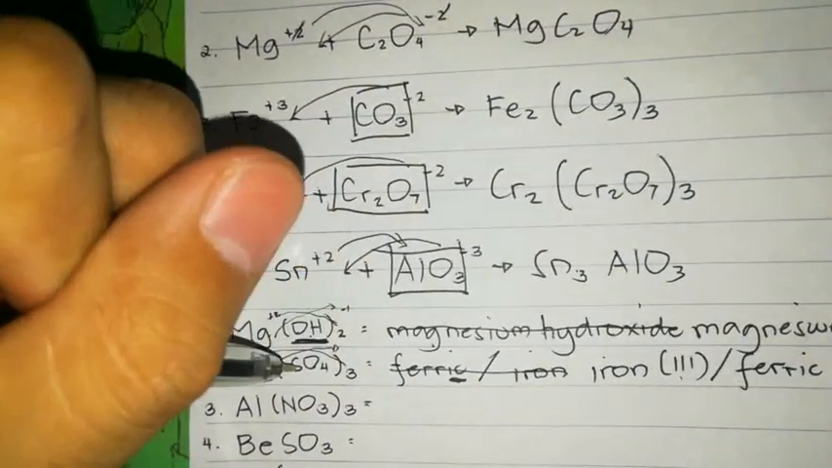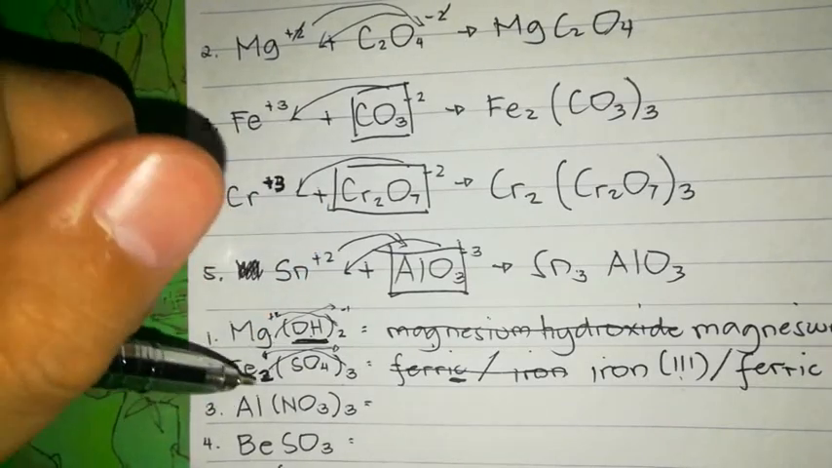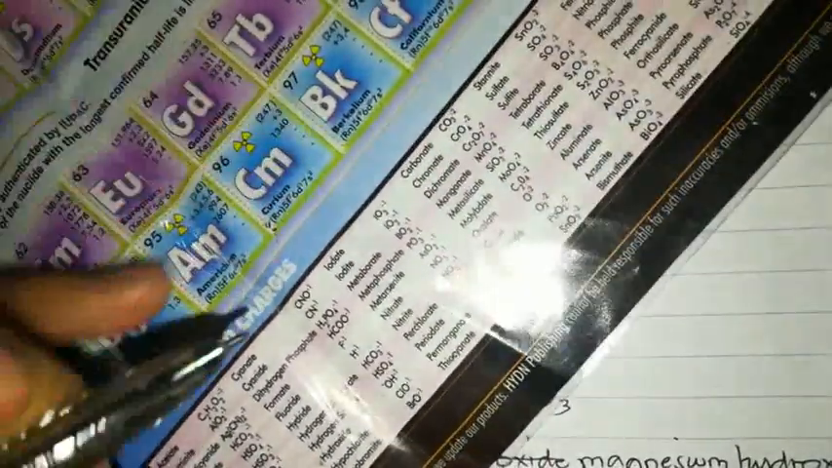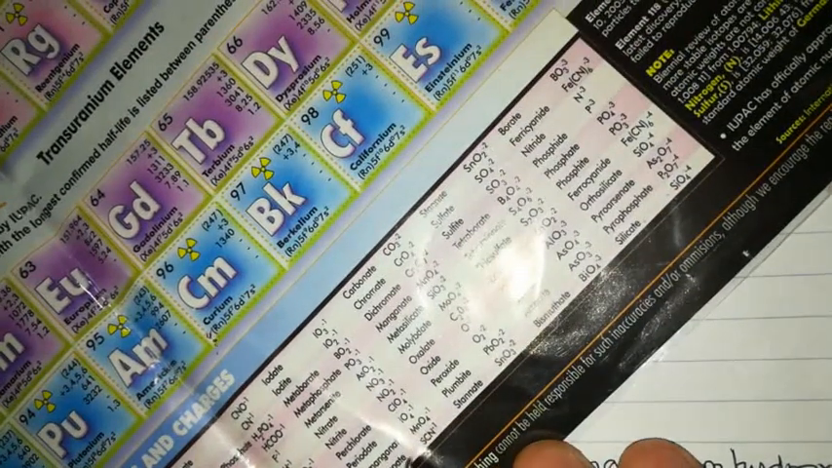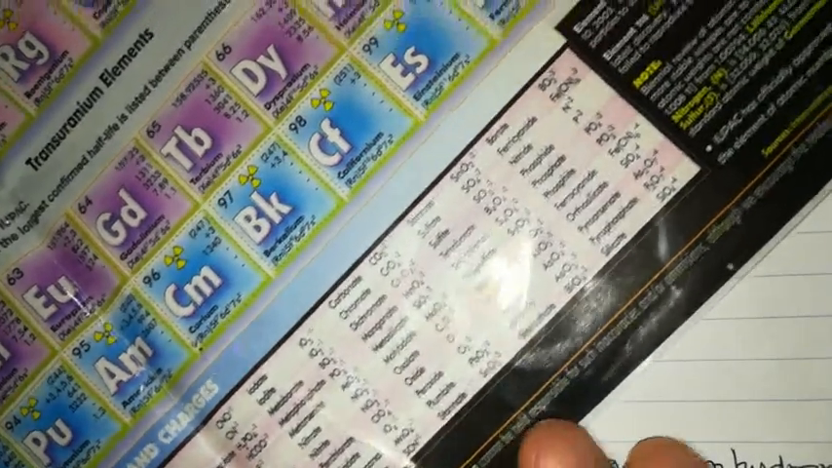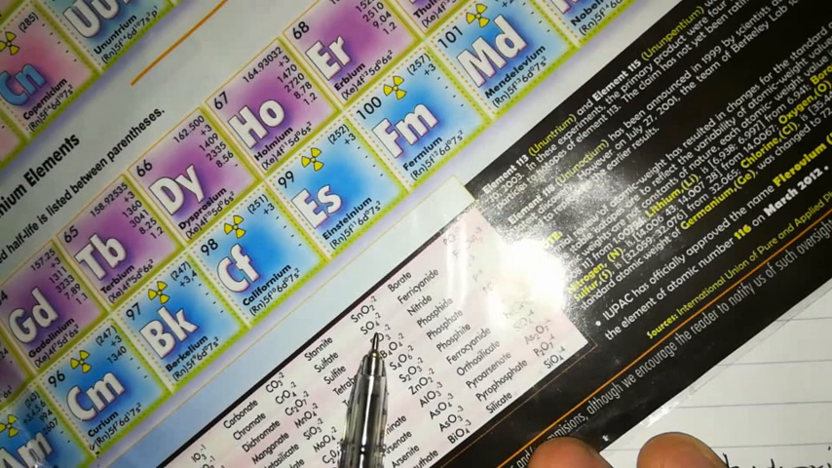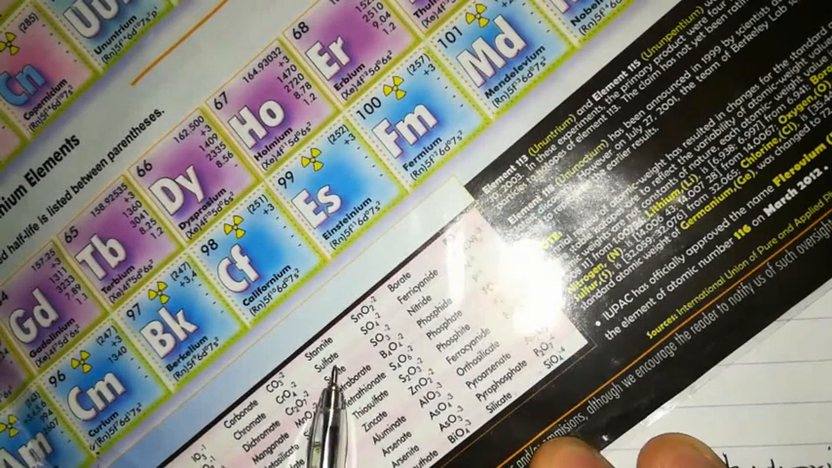Next, si SO4 naman, ano ang kanyang original charge? 2. So hanapin natin dito uli sa list of common ions and their charges, ang SO4 na may negative 2 na charge. Okay. Ito siya, SO4, tapos negative 2 ang charge, the name is sulfate. So therefore, the name will become ferric sulfate or iron 3 sulfate.